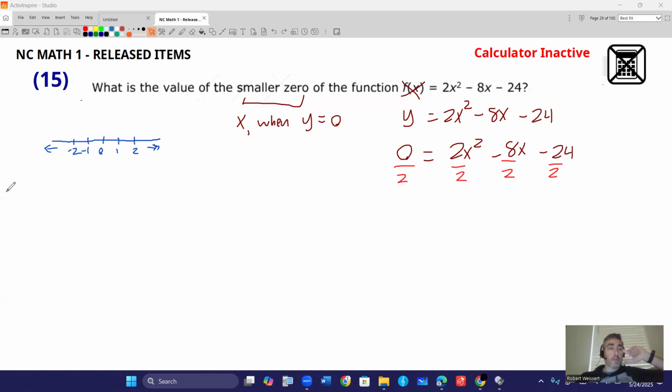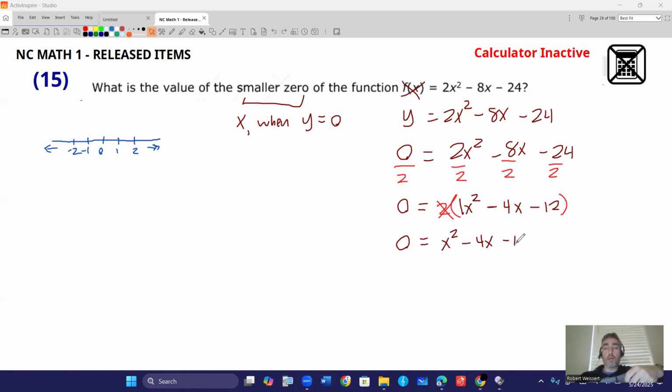0 divided by 2 is going to be 0. So that doesn't change the fact that this equation equals 0. Now, 2 divided by 2 is 1. So this is going to be 1x squared minus 8 divided by 2 is 4x minus 24 divided by 2, so minus 12. And you've got to know what those numbers divided by 2 are. Now, this 2 really is a GCF, so if you're asked to put it in factored form, the 2 would go on the outside. But in terms of solving this equation for 0, that 2 does not need to be there.